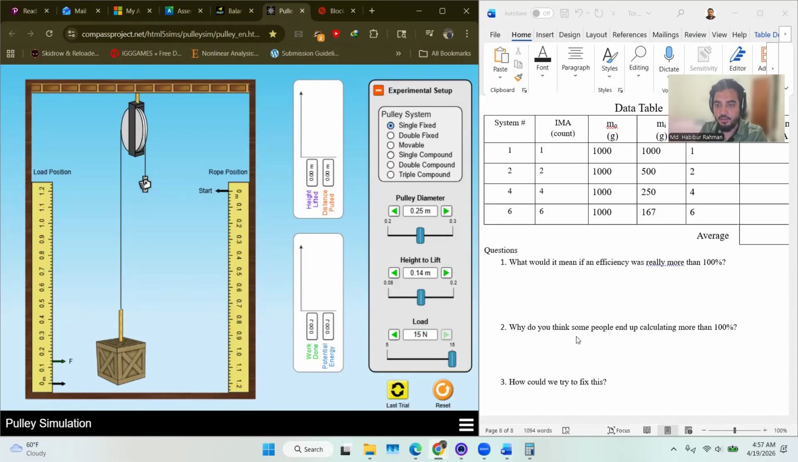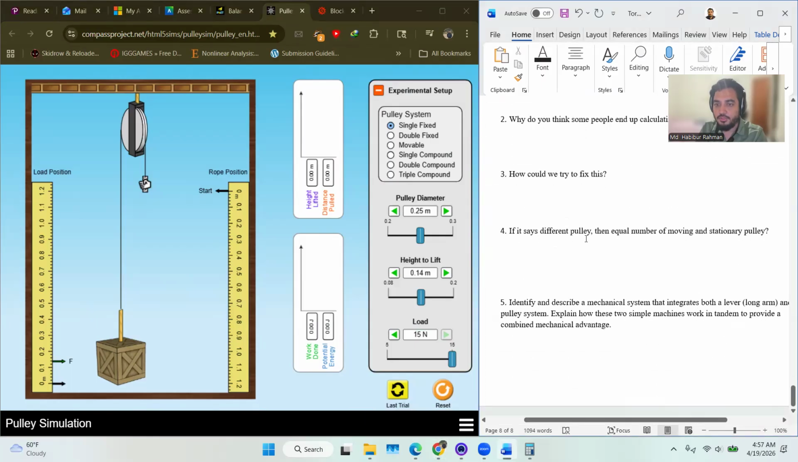Okay. Thank you. Then with a different pulley system, you need an equal number of moving and equal number of fixed pulleys. It might be the other way around, but you have to choose that. They're supposed to be equal, but not always. If it's an odd number, then you have to choose. Number 5 will be what is called a crane.